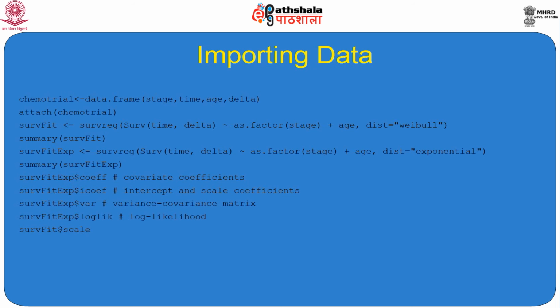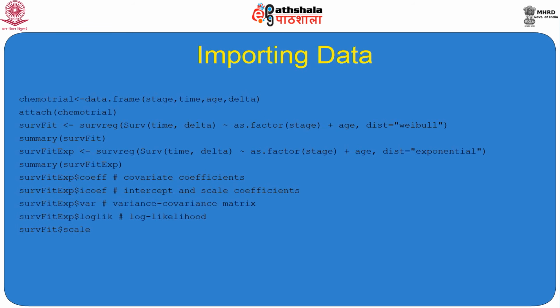Now the four variables, stage, time, age and delta, are assigned through a function called data.frame as a database, chemo trial. We then attach the chemo trial, and after that we call survreg. Into survreg we put Surv of time and delta as a function of stage, with the choice of distribution as a variable, and in addition another factor called age. In the next slide we will see the results for the survfit, which can be called the summary of survfit.